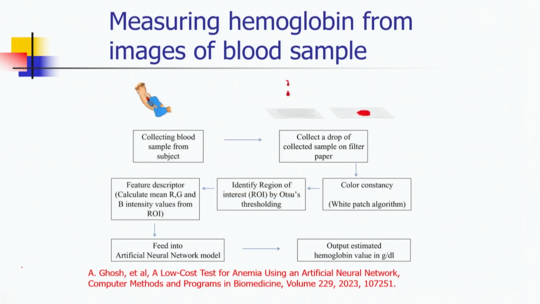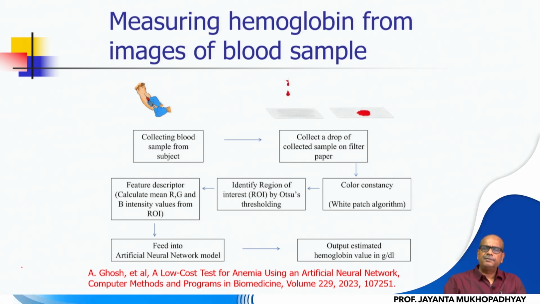Now I will discuss a typical problem as a case study, and this is the problem of measuring hemoglobin from images of blood samples. You see that your input is an image, and in the image, you have the blood sample on a tissue paper and you take the image of it. I will come to that system.